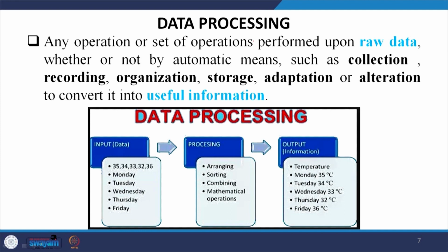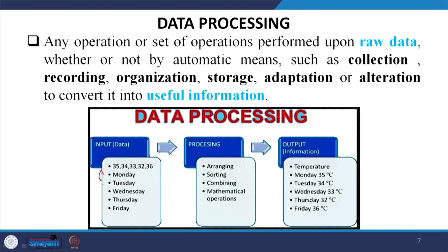Now, let us understand how to process it, usually in which form we process data. What I have shown you is called raw data, and any operation or set of operations performed on raw data, whether or not by automatic means, such as collection, recording, organization, adaptation, storage or alteration, to convert it to meaningful information, is defined as useful information. Usually there are three pillars of processing: first is input, then processing, then output.